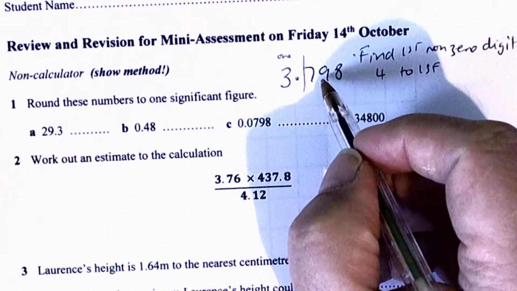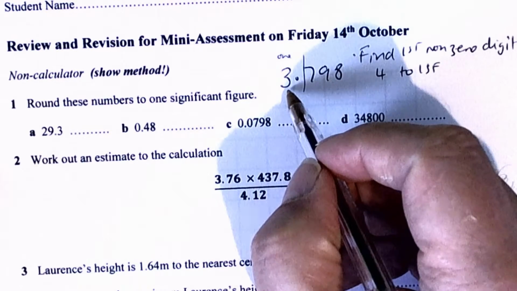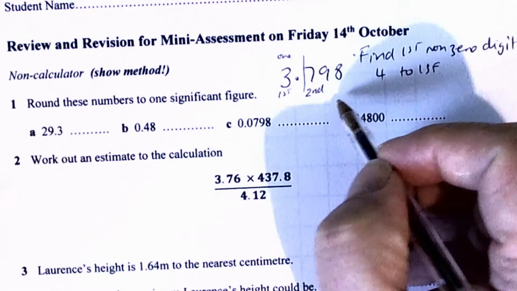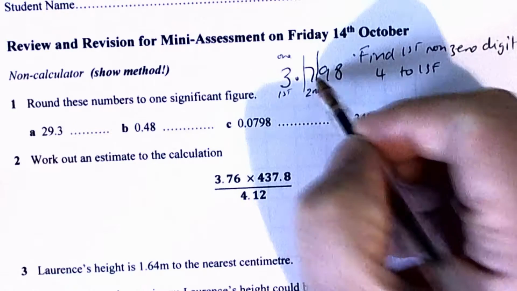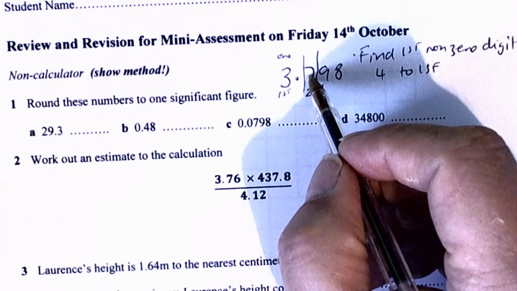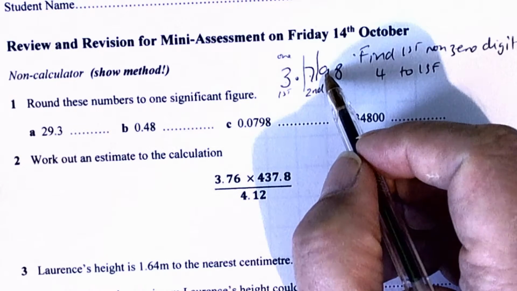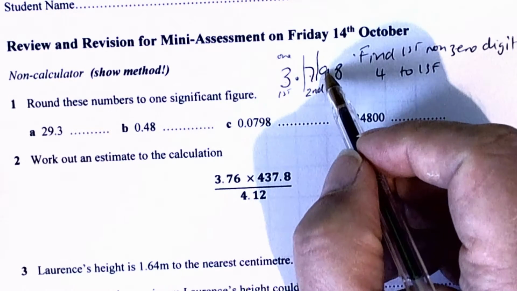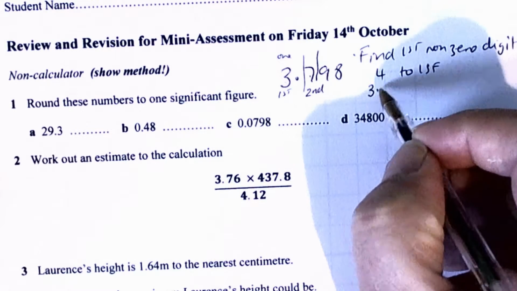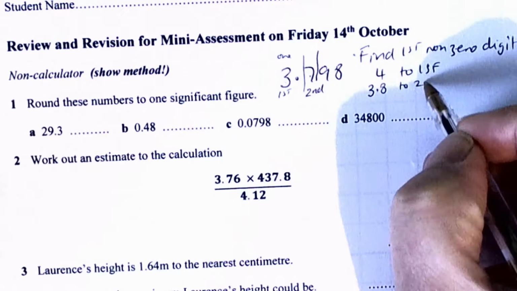If I wanted two significant figures, then I'd find the first non-zero digit again, that'd be my first significant figure, but now I've got a second significant figure to think about. So to two significant figures, I'd be saying, is it going to be 3.7 or is it going to be 3.8? Well, the digit after tells me that it's 5 or more, so it's more than halfway up to the next tenth, so it'll be 3.8 to two significant figures.